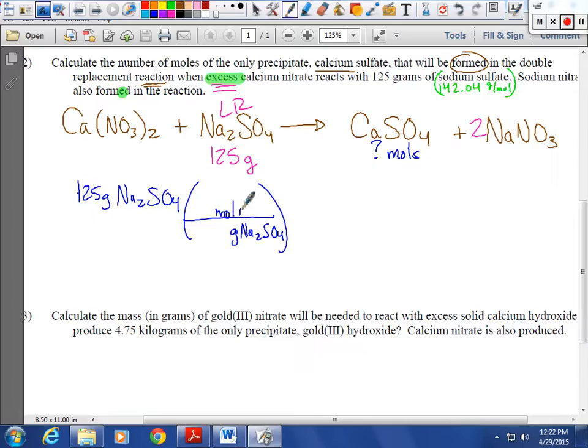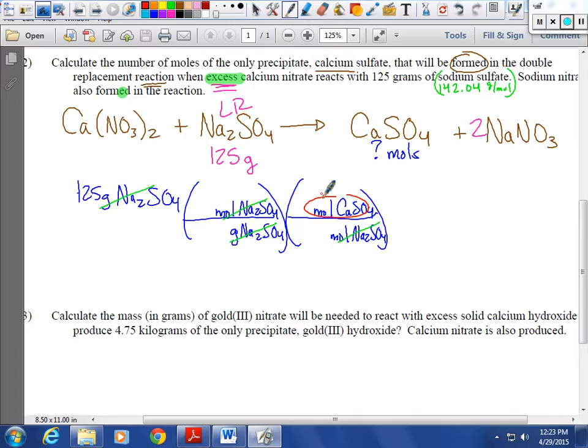So moles of Na2SO4. And then moles of Na2SO4. So unit-wise, I know what cancels. But what's got to go on top? Very good. Moles of calcium sulfate. Can I stop right there? What's the question asking me for? Moles of calcium sulfate. So can I stop? Yes, I'm done. This is what the question was asking me for, so I can stop right there.